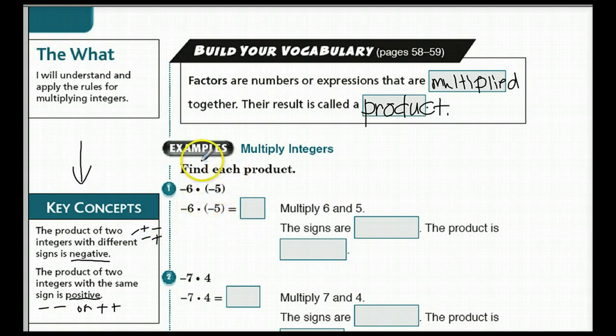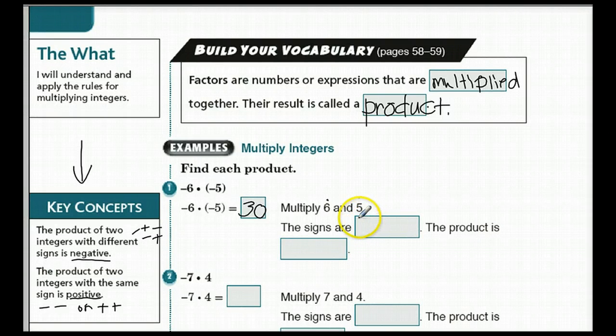So let's look here. Our first example says find each product. -6 times -5. Well, we know that when the product of two integers has the same sign, and in this case they're both negative, our result is going to be positive. So here we're going to write a positive 30, and we get that by multiplying 6 and 5. The signs are the same, so we're going to write the same. The product is positive. All right, so let's move on to the next one.